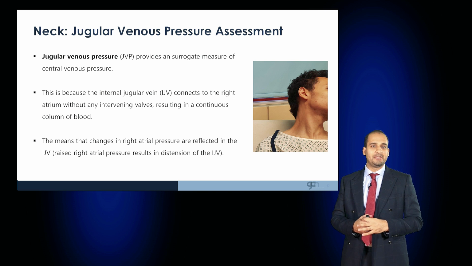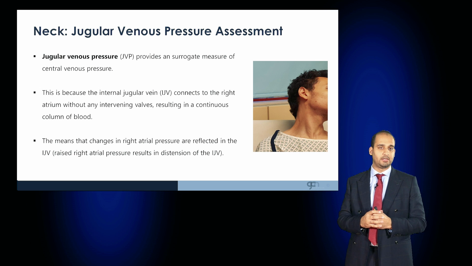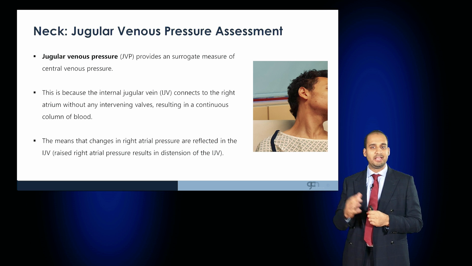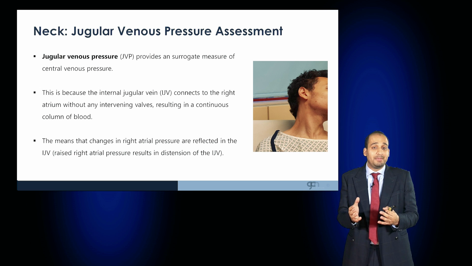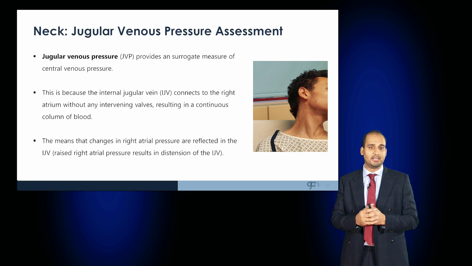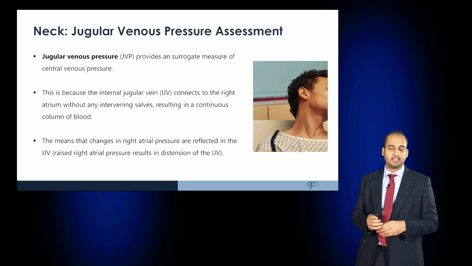Also in the neck, examine the patient's jugular venous pressure. The JVP provides a surrogate measure of central venous pressure, and that's because the internal jugular vein, which is what you're able to observe, connects directly to the right atrium without any intervening valves. And that means that a change in the right atrial pressure is reflected in the internal jugular vein, so raised right atrial pressure will result in distension of the internal jugular.